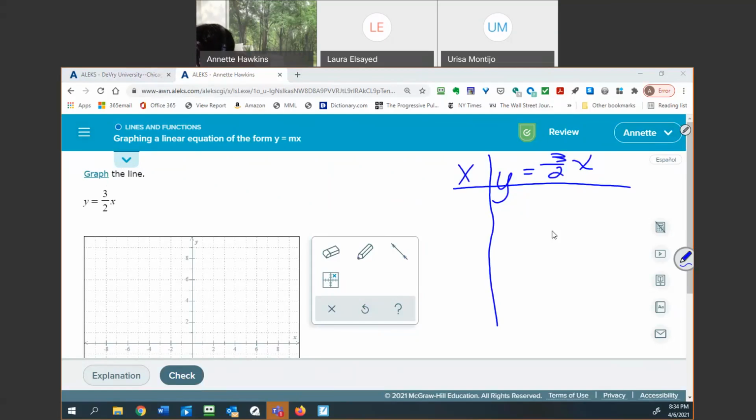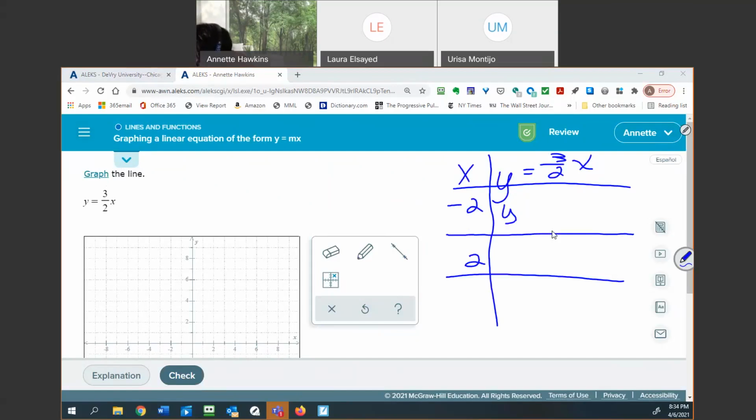I'll use a negative number divisible by 2. I'll use negative 2. And so we can just, like I said before, you only need 2 points. So let's use negative 2 and positive 2. How is that? Okay.